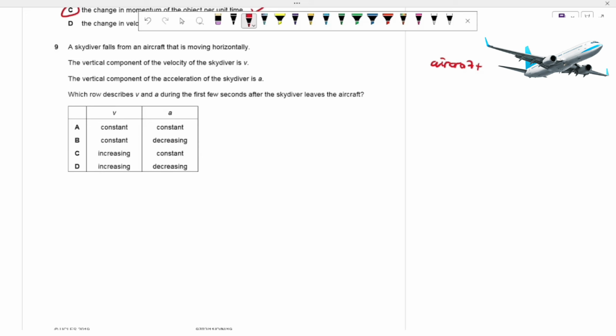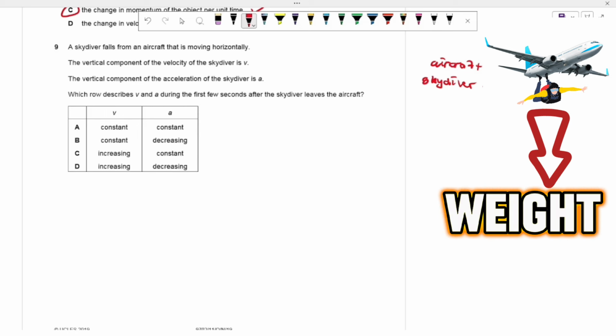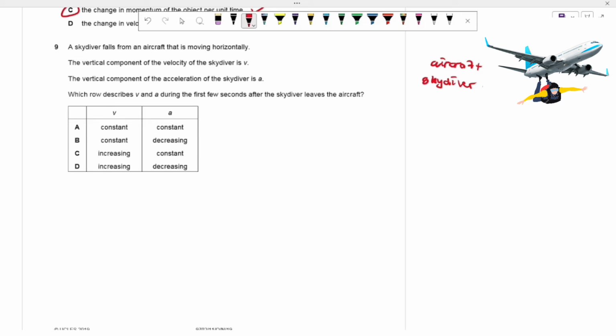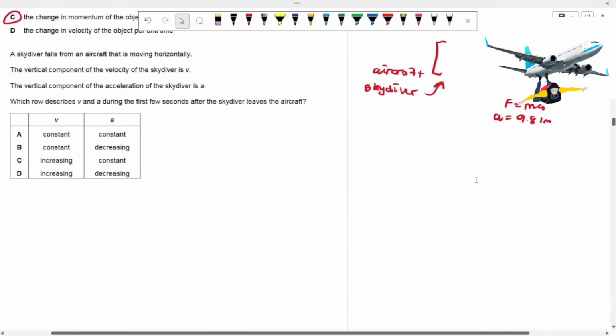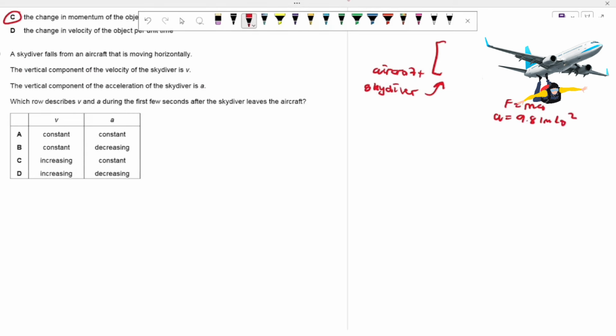Okay, so when the skydiver is here, we have our skydiver over here. When they're about to fall, the only thing acting on them is their weight. Since it's their weight, and I know that F is equal to ma, it means that the acceleration is just going to be 9.81 meters per second squared as they're just about to fall.